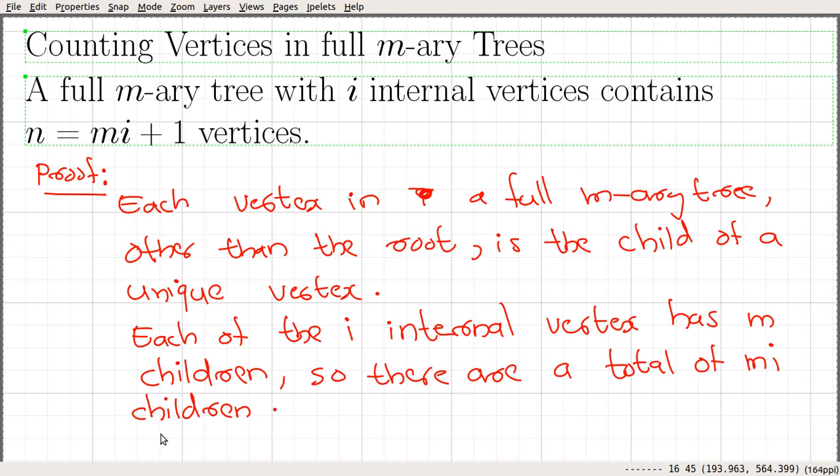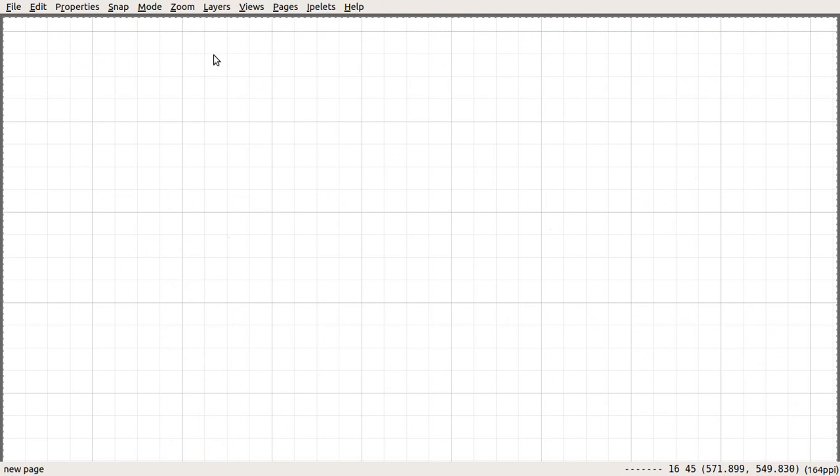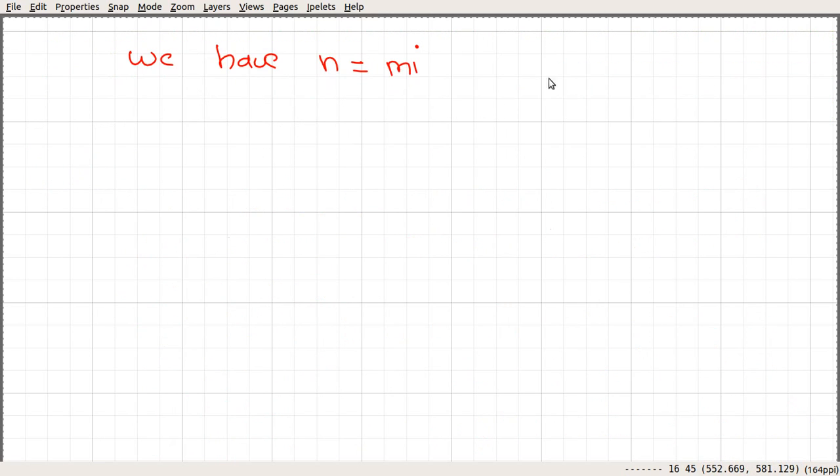So adding the one non-child vertex, in this case the root, we have n equal to mi, mi from here, plus 1. Okay, and that's the proof.